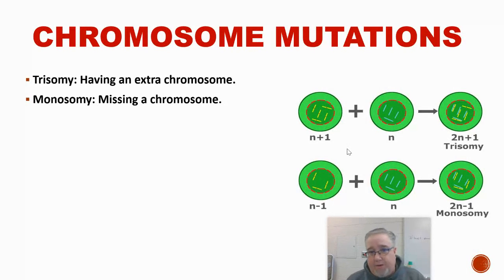And to be honest with you, anybody could have a baby with a trisomy or a monosomy. I mean, males, for example, you guys make millions of sperm cells a day, millions of them a day.